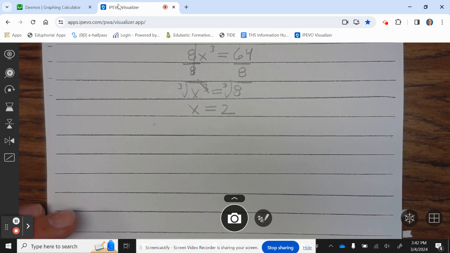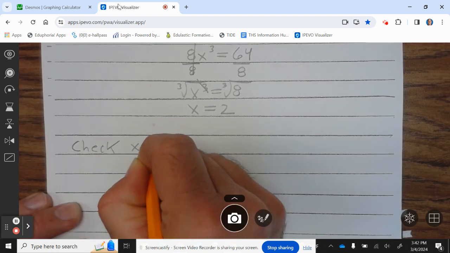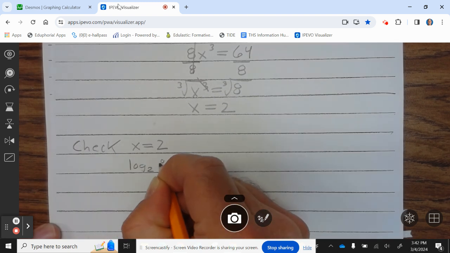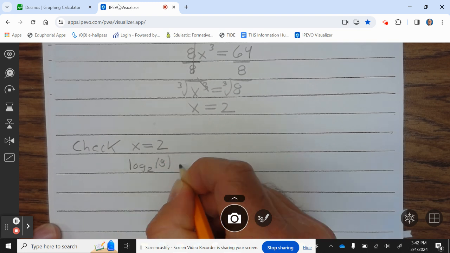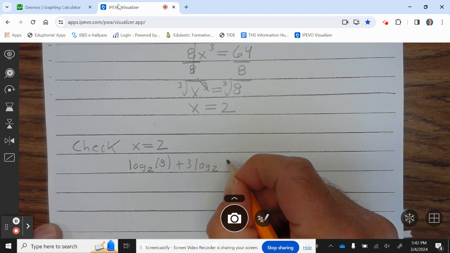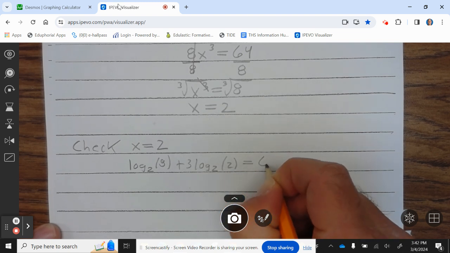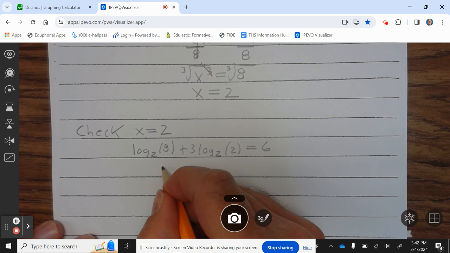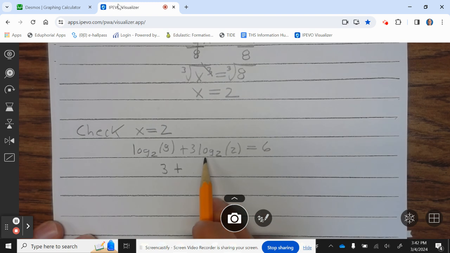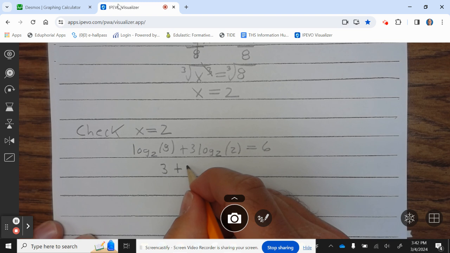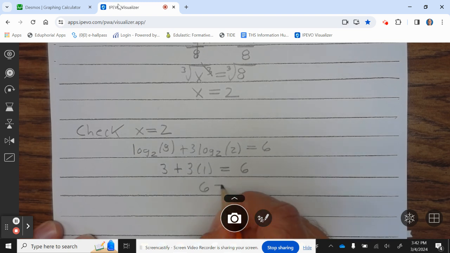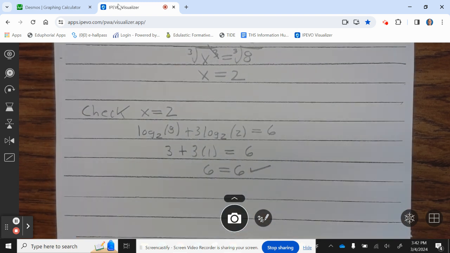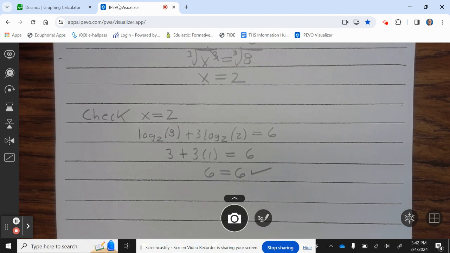All right, let's check. Log base 2 of 8 is 3, plus 3 times log base 2 of 2, which is 1, so that's 3 plus 3 equals 6. 6 equals 6, so this checks. So x equals 2 is a valid solution. All right, let's take a look at the next page.